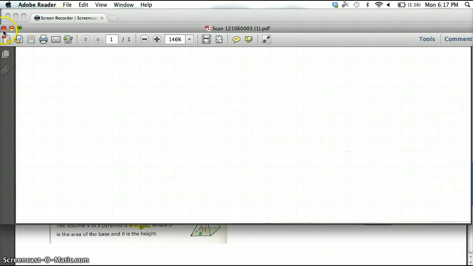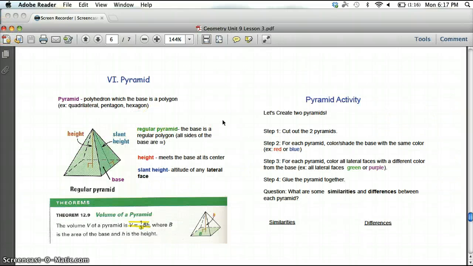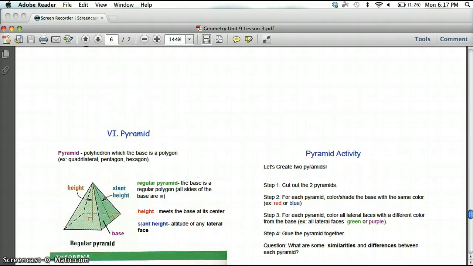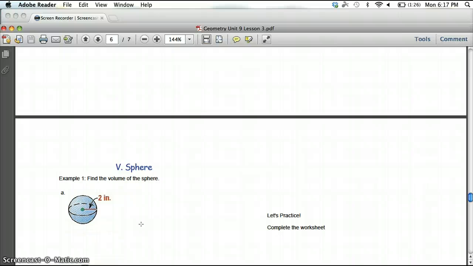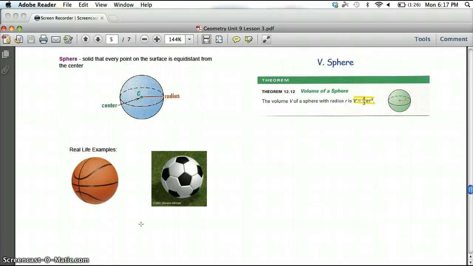All right. Those are your 5 volumes for all 5 figures. Now, they're not that hard to remember. However, you really need to make sure that you know that a pyramid is 1/3 of your prism and a cone is 1/3 of your cylinder. The only one that you need to remember that's more difficult is your sphere. And the volume of your sphere is 4/3 pi radius cubed.